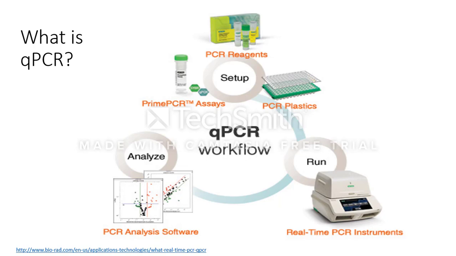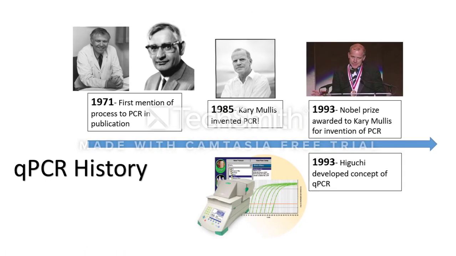When did this process come about? In 1971, Kjell-Kleppe and Gobine-Corona first published a description of a process that sounded similar to PCR. However, it could not be verified as PCR because primer technology required for this process was not readily available at that time. Then, in 1985, Kary Mullis invented the process that we now call PCR. He was then awarded the Nobel Prize for this invention in 1993.